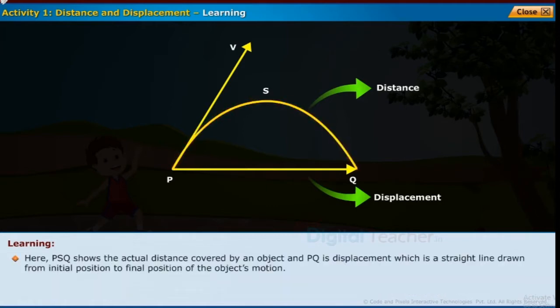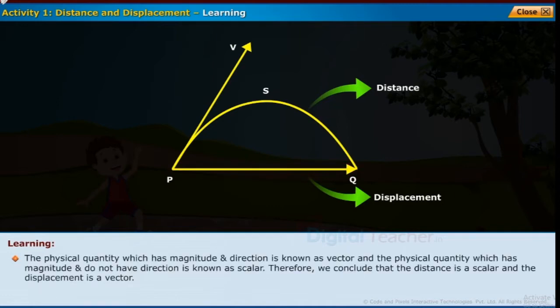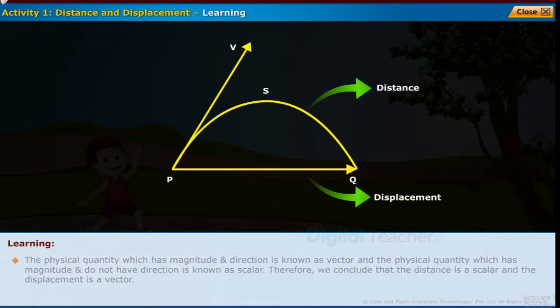Here, PSQ shows the actual distance covered by an object and PQ is displacement, which is a straight line drawn from the initial position to the final position of the object's motion. The physical quantity which has magnitude and direction is known as vector, and the physical quantity which has magnitude and does not have direction is known as scalar. Therefore, we conclude that distance is a scalar and displacement is a vector.